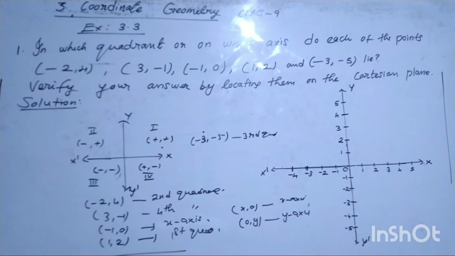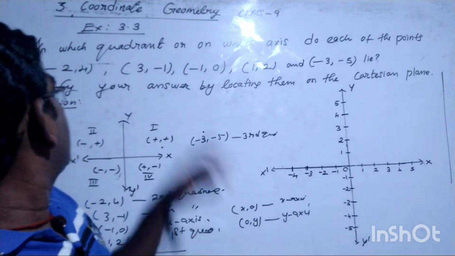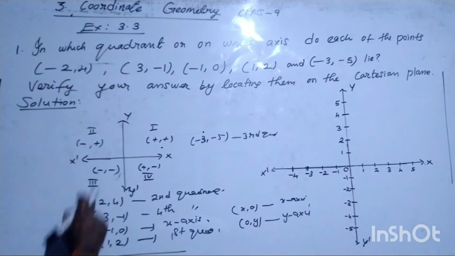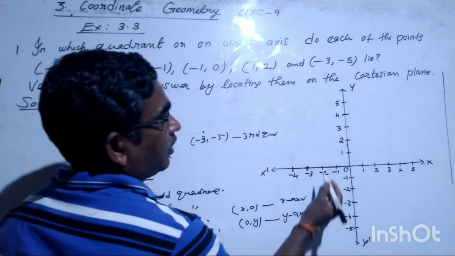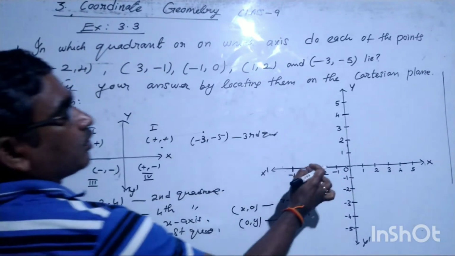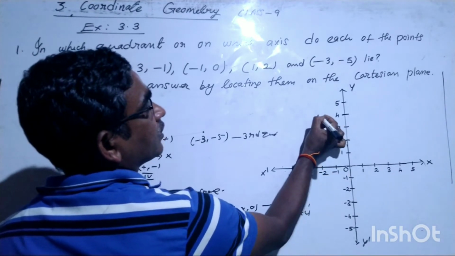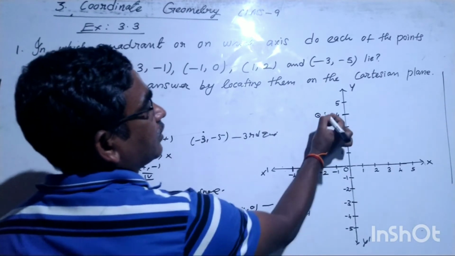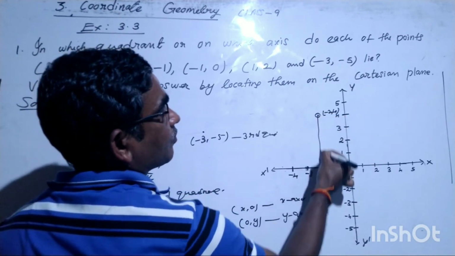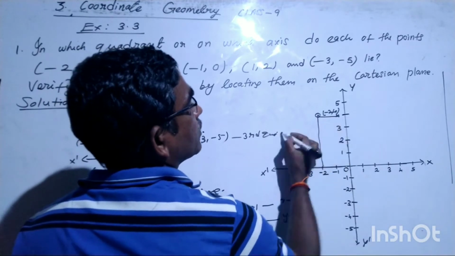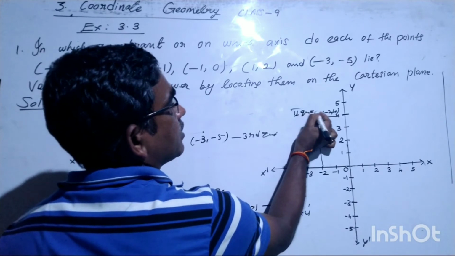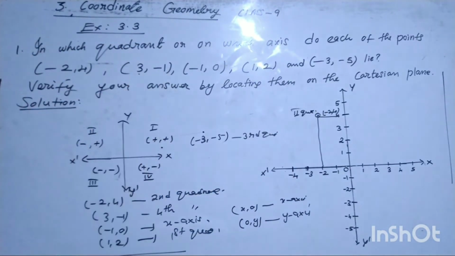Okay, now we'll verify, as the question says, verify your answer by locating them on the Cartesian plane. We can see the first point, minus 2 comma 4. The x coordinate is minus 2, the y coordinate is 4. This point is minus 2 comma 4. It is lying on the second quadrant. Correct? Yes, second quadrant.